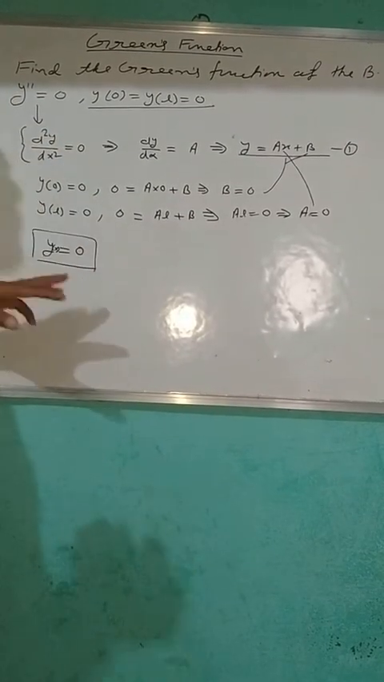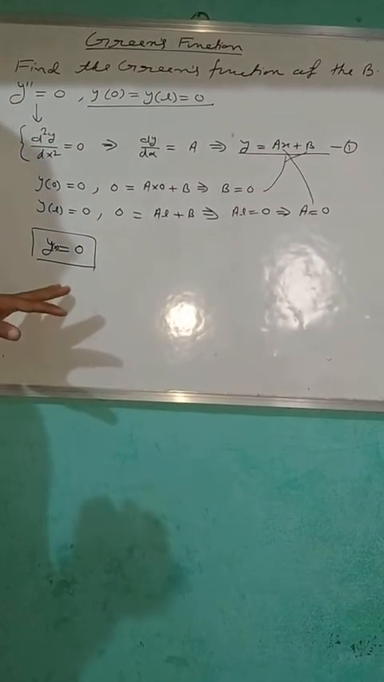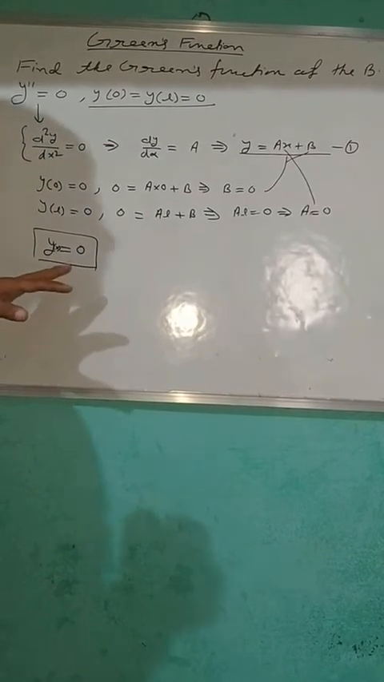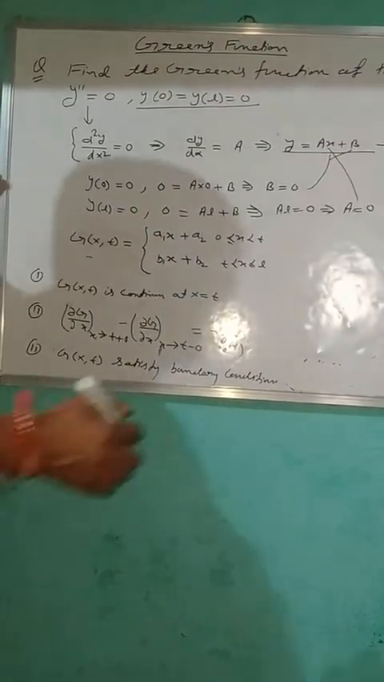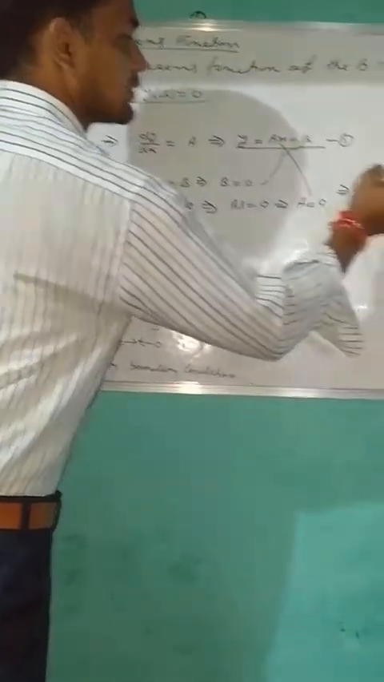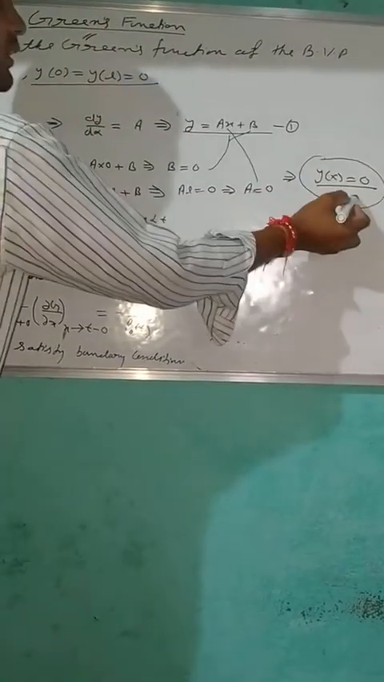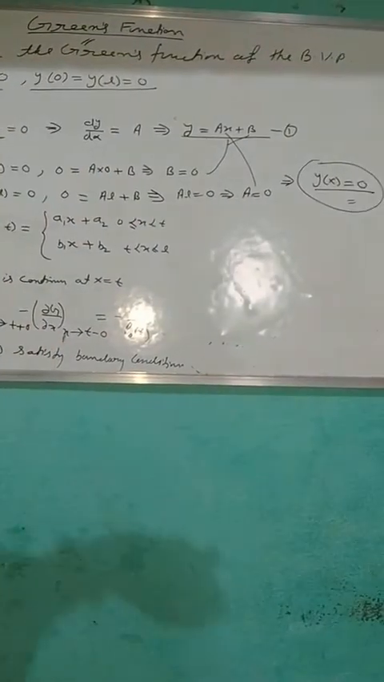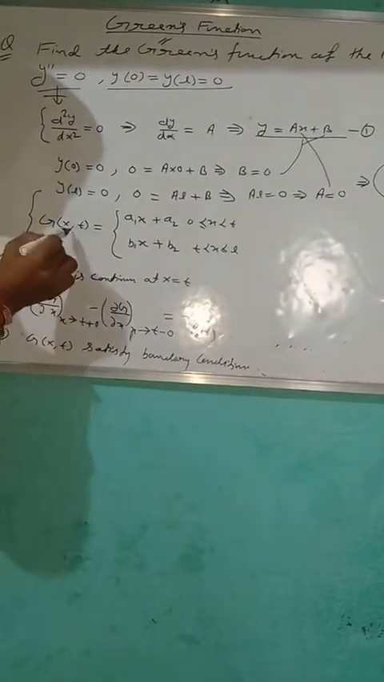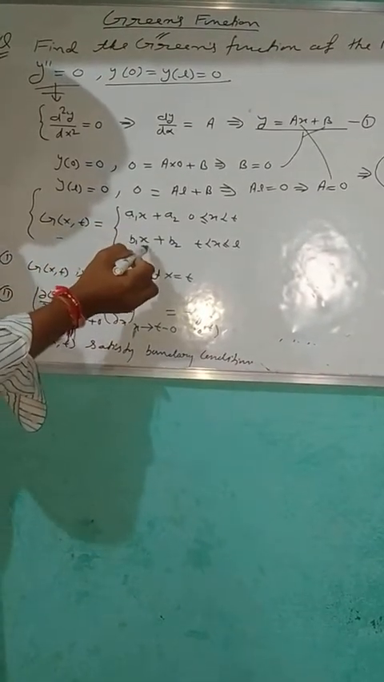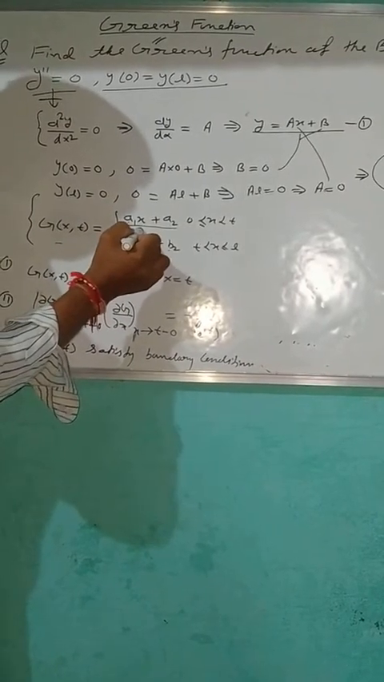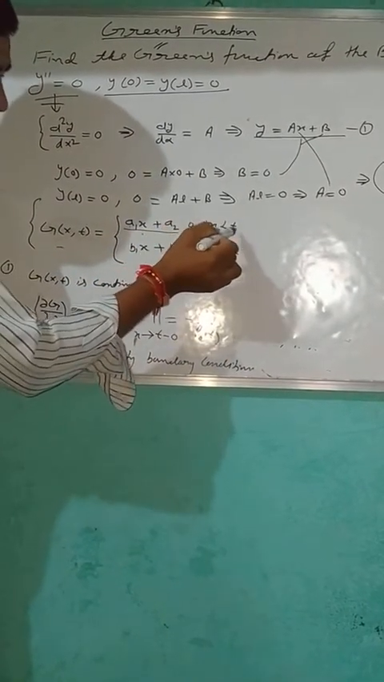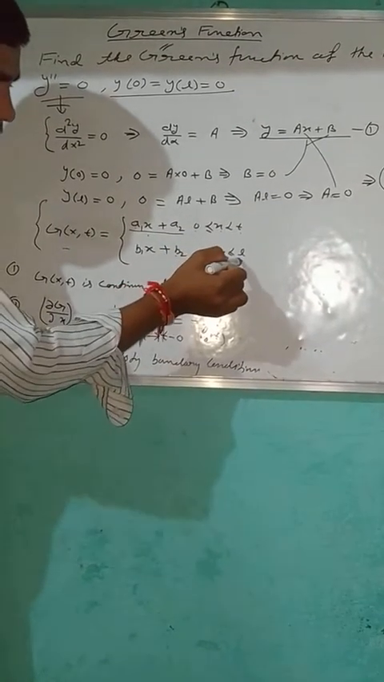It means we can apply the Green function for finding the integral equation of this differential equation. The solution of this differential equation is trivial, so we can consider the Green function. This is the Green function G(x,t) = a1x + a2 and b1x + b2, with the ranges x greater than or equal to 0 and less than t, and x greater than or equal to t and less than or equal to l.